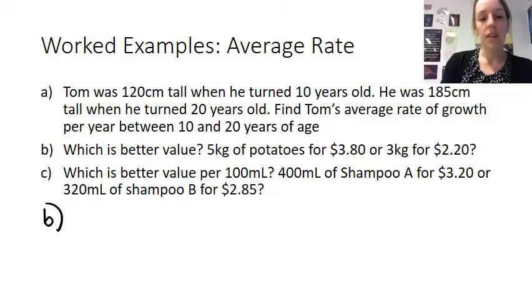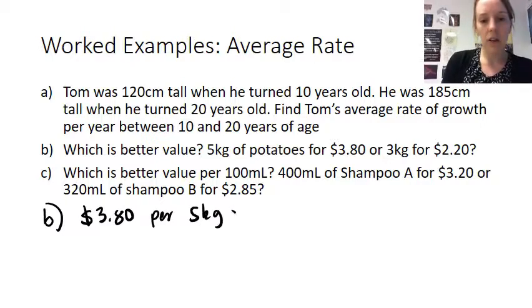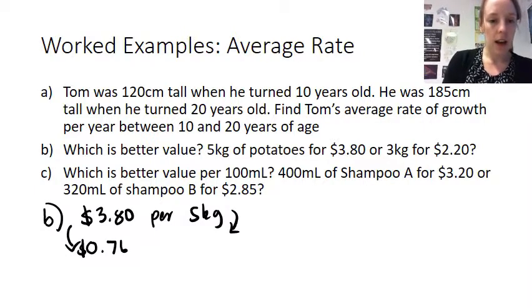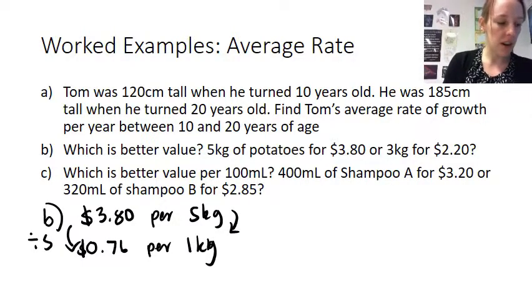So for B, this is something that will probably come in handy at some point in your life, working out what is better value. So you can buy 5 kilograms of potatoes for $3.80 or 3 kilograms for $2.20. So the way we're going to compare these is we're actually going to work out the price per kilo and then we'll be able to see which one's better value. So the first one is $3.80 per 5 kilograms. So we're going to divide by 5 to work out how much 1 kilogram costs. So $3.80 for 5 kilograms is the same as 76 cents per 1 kilogram. So to do that, I divided both sides by 5.